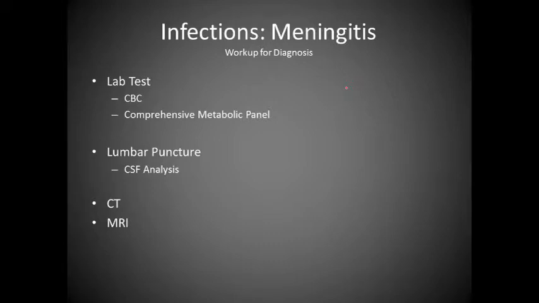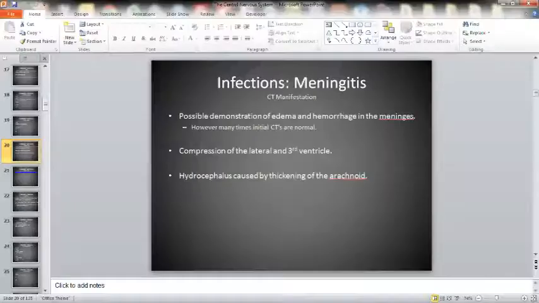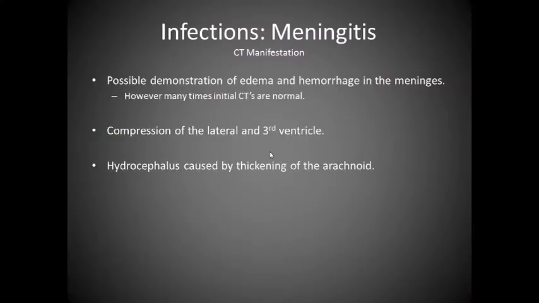So the workup for diagnosis for meningitis initially is lab tests, such as CBC and comprehensive metabolic panel. Once again, we find that lumbar puncture is the way to go, simply because it allows cerebrospinal fluid to be analyzed and then returned after the analysis. Additionally, CT and MRI can be utilized. Okay, so that brings us to what meningitis actually looks like on CT.